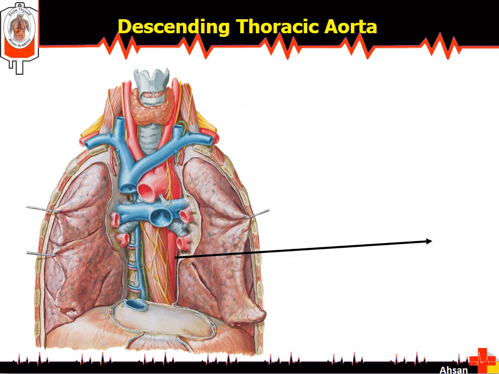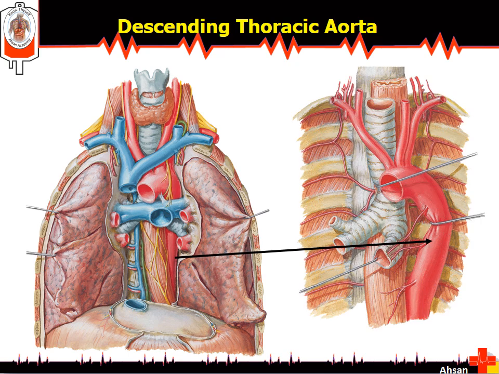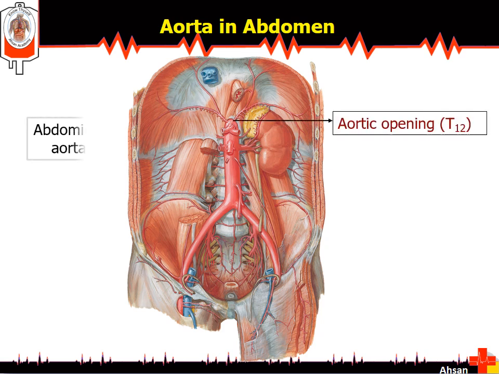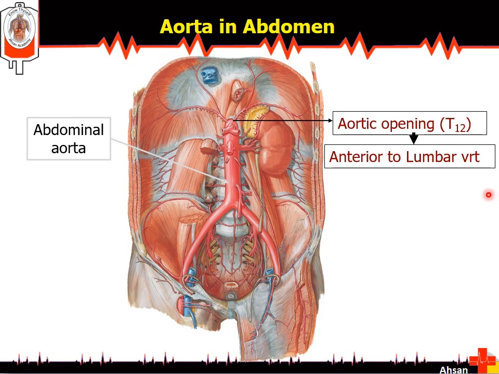So we have found that the arch of the aorta actually continues in the thorax as the descending thoracic aorta. This is visible in the figure. This is passing through the posterior mediastinum, and passes through the opening in the diaphragm at the level of the 12th thoracic vertebral body. This is known as the aortic opening and it becomes the abdominal aorta. This is the level of the aortic opening.